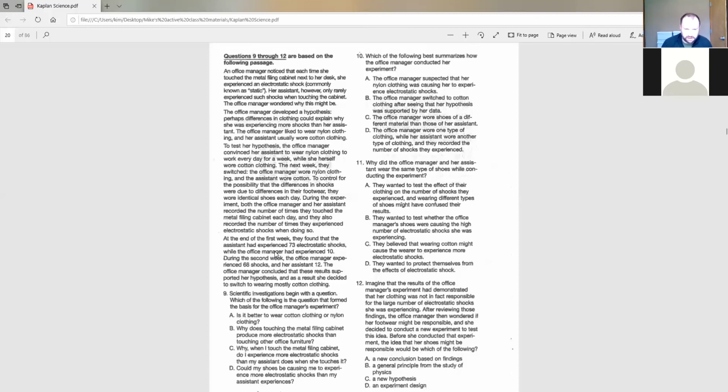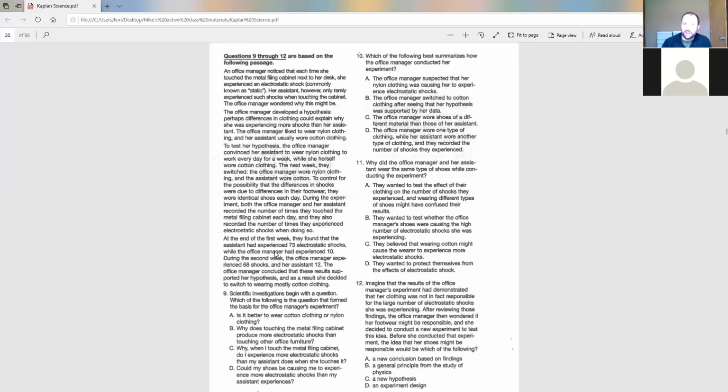The office manager concluded that these results supported her hypothesis, and as a result, she decided to switch to wearing mostly cotton clothing. Okay, long paragraph, but a good example of something that we should go over, because this is a scientific method question looking at hypothesis, setting up an experiment, running an experiment, and analyzing data, which we've talked about a couple times, and you can definitely expect something like this on the test.